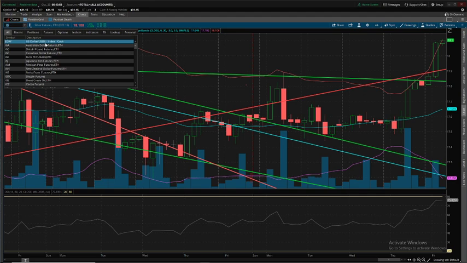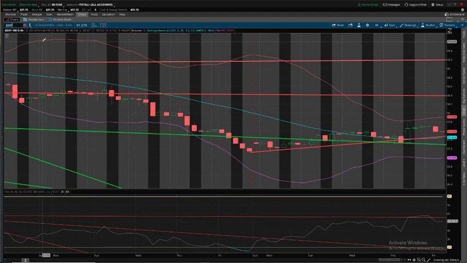I want to test the charts, make sure that they were accurate. Yeah, they're accurate. Okay, now we're looking good. Dollar is weakening up here further.